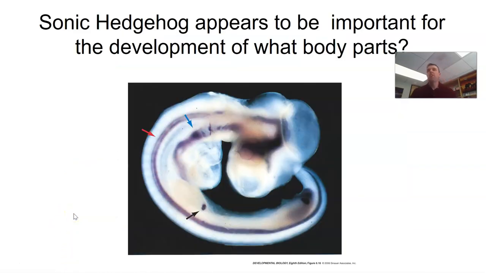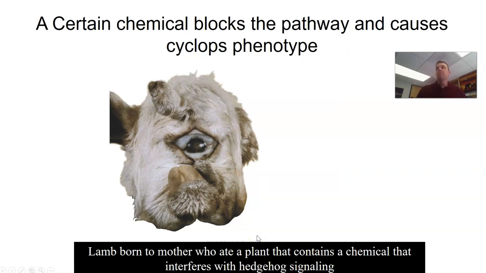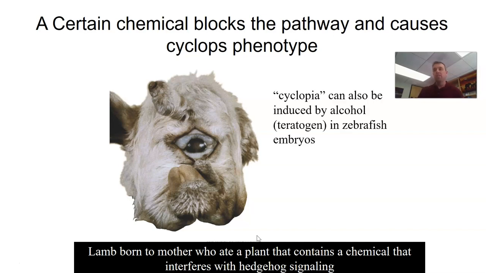All right, so we've talked about sonic hedgehog. Here we can see that it's pleiotropic. It's expressed in a lot of different things. It has a lot of different functions, including limb development, a little bit of brain development, neural tube development, and so forth. If sonic hedgehog is blocked, you get major mutations like we've talked about in lab. This is a lamb whose mother ate a chemical called cyclopamine.